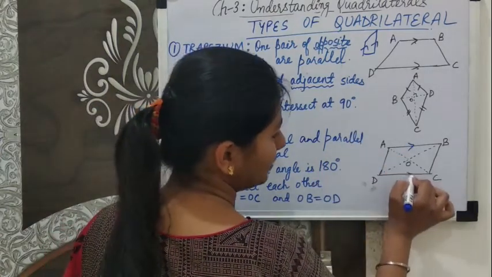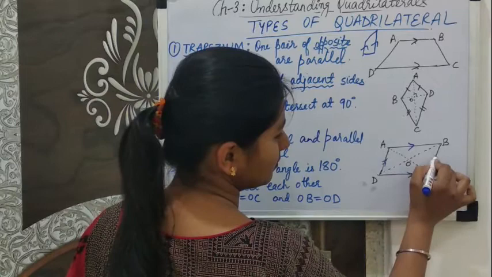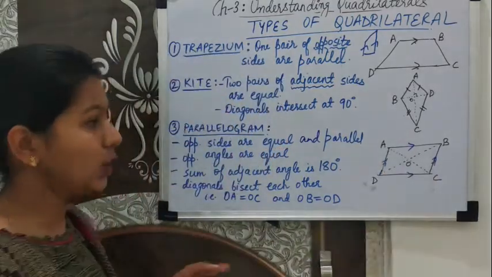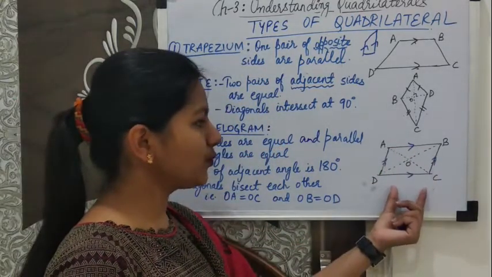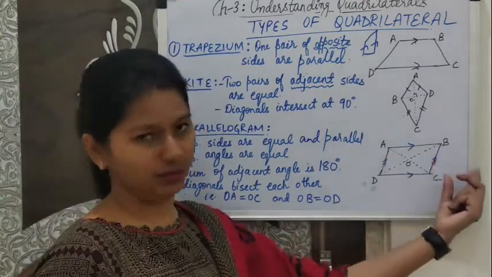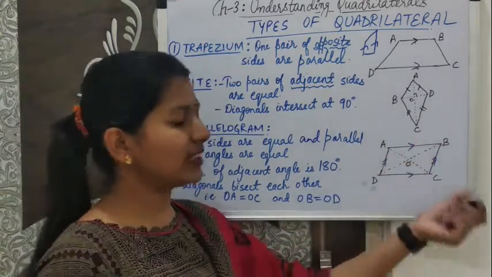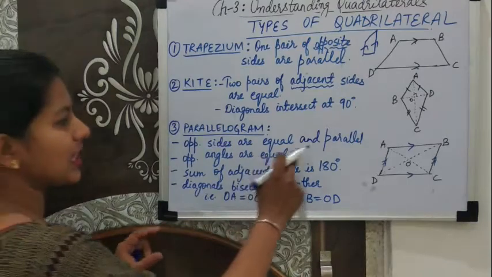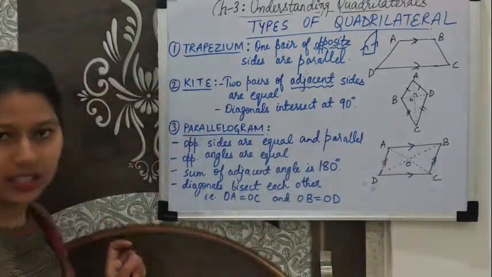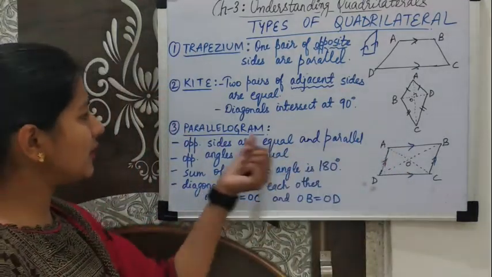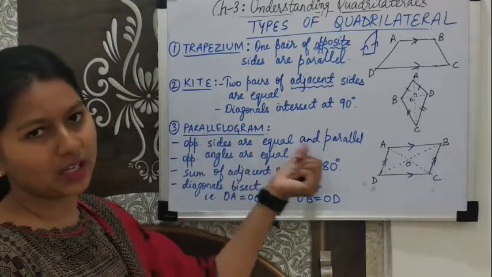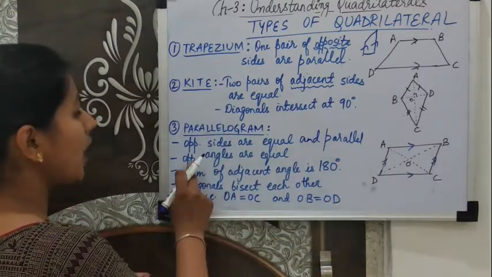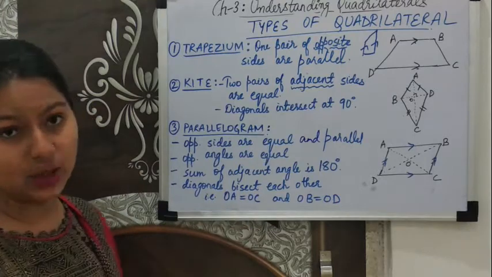They are parallel as well as they are equal. AB is equal to DC. AD is equal to BC. So they are equal also and they are parallel also. Opposite sides of parallelogram are equal and parallel. Parallel होने की वजह से इसका नाम क्या पड़ा है? Parallelogram. Fine. Now opposite angles are equal.